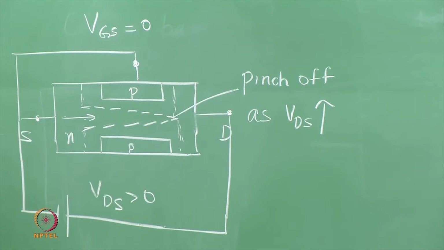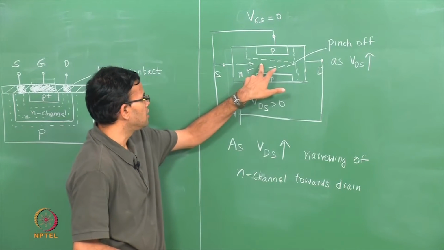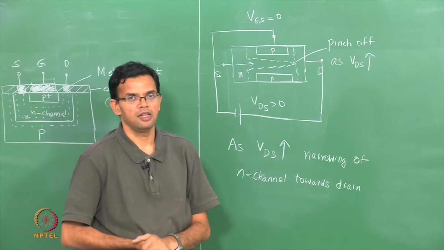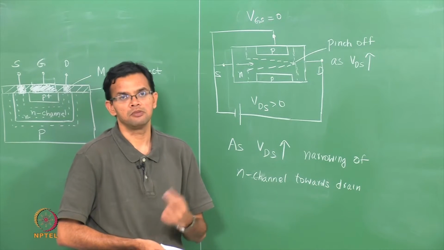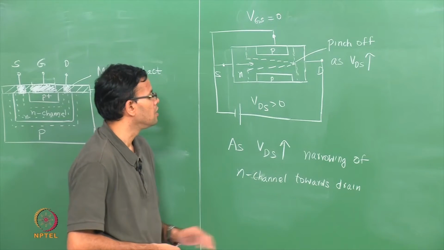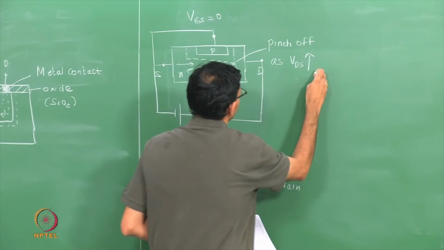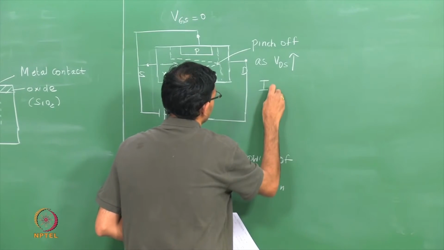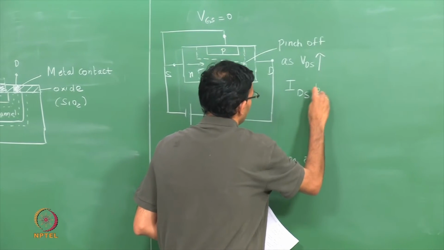When pinch off occurs, the current through this device essentially becomes a constant because it depends upon the resistance of this N channel. This is again assuming we have a pinch off region that is small in width. So, once pinch off occurs, the current between the drain and the source, which I will call IDS, becomes a constant.